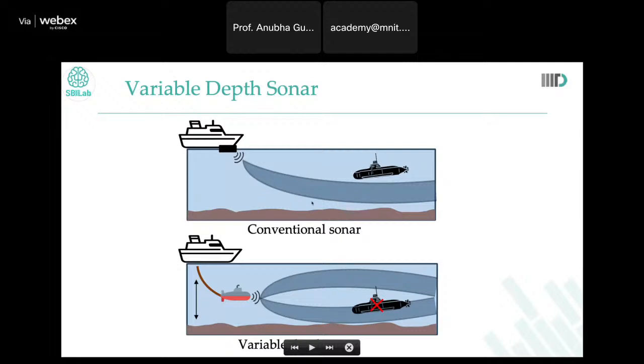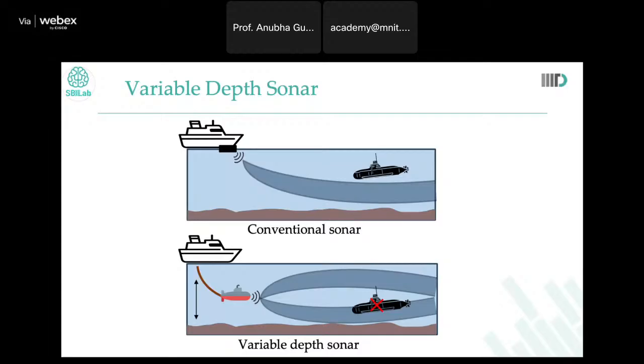So now if you look at the conventional sonar, this is how it looks. You have a transducer here, and this is the region in which any submarine located inside it would be detected. But let's say the submarine is moving to this spot and it is not being covered by the transmitted signal of this ship. We also call this the shadow zone. So an enemy submarine may like to hide in the shadow zone of your sonar and would not be detected.